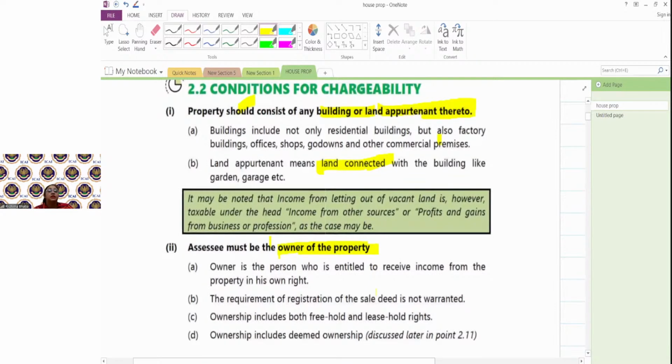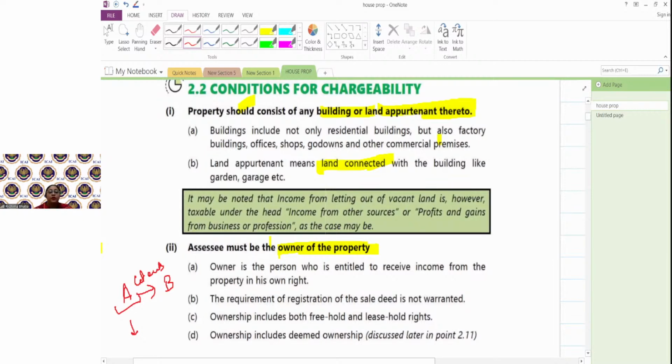Ownership is extremely important, as in the legal title is extremely important. You should be the owner of that property for you to offer income under the head income from house property. So A lets out the property to B, and A is the owner, so he would offer the income from house property under the particular head. And what would be the income? The annual value. House property क्या होगा? Any building or land appurtenant thereto.